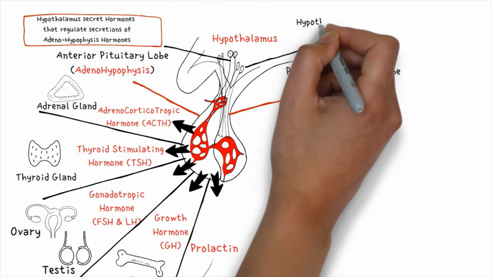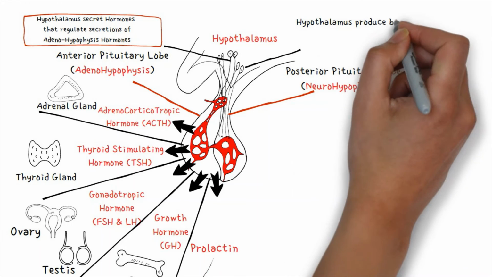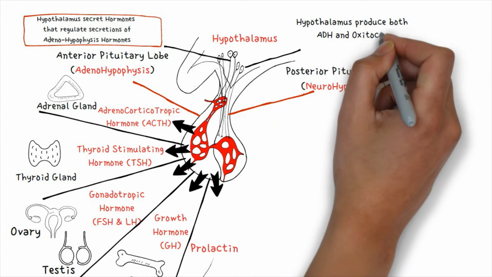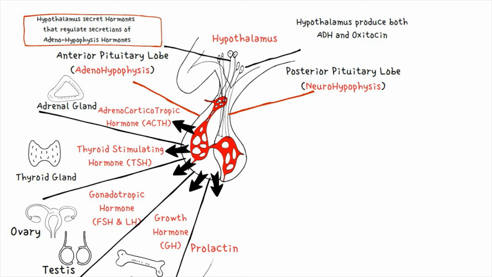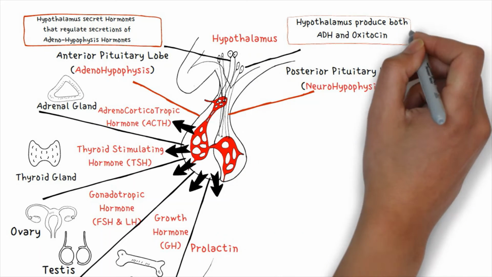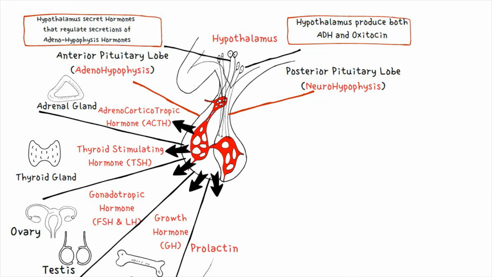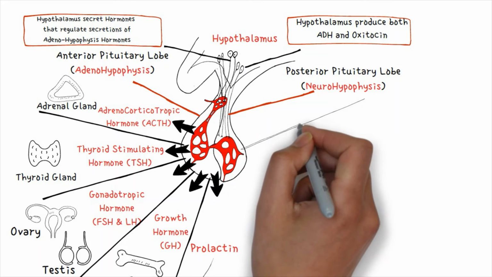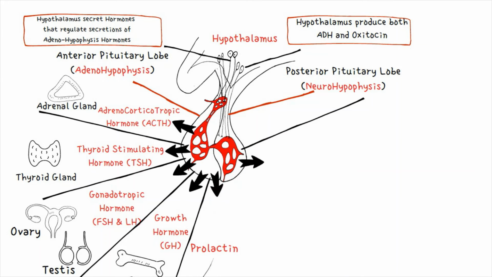So now nuclei in the hypothalamus produces both antidiuretic hormone and oxytocin, and these hormones travel down the axons of magnocellular neurons and stored in their terminal ends. Upon stimulation from the central nervous system, these hormones are released in posterior lobe. So posterior lobe do not produce its own hormone.